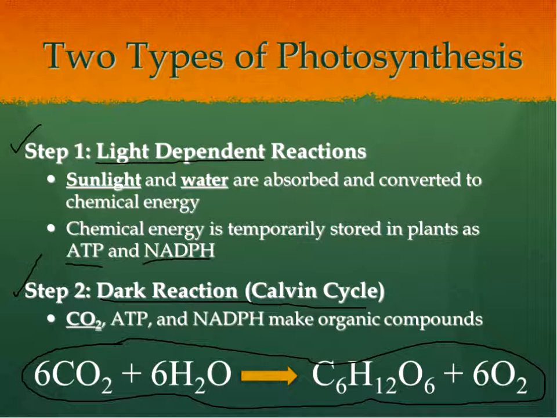And then finally, with the dark reaction, we have carbon dioxide, and then remember ATP and NADPH from right here? So you got carbon dioxide, ATP, NADPH, they will make the organic compound, which is glucose. And those are the two steps of photosynthesis. Light dependent, where sunlight and water make ATP and NADPH, and also light independent, or dark reaction, or the Calvin cycle, where carbon dioxide, ATP, and NADPH make the organic compounds.